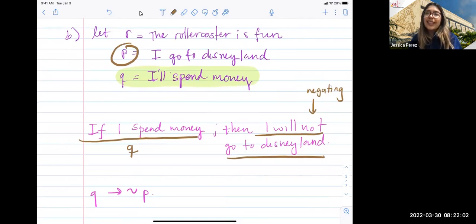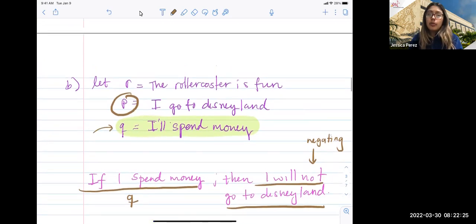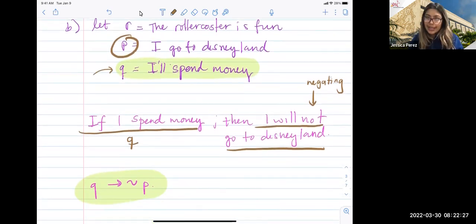So you're going to be looking at this sentence now, and you're going to be writing this implication. So you want to go first again. If I spend money, where is the money coming from? It's coming from Q. You're not negating Q. And then saying, then I will not go to Disneyland. Which one is the Disneyland? That's P, but you're negating P. That's why we have Q implies not P.